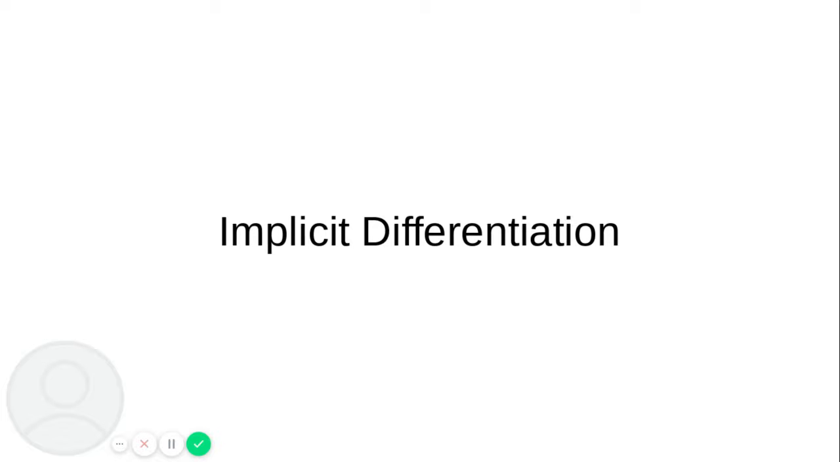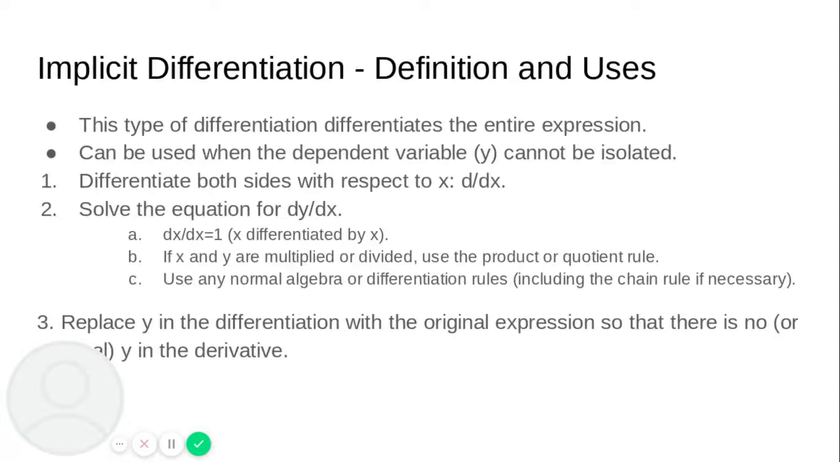Okay, so today we're going to talk about implicit differentiation. Implicit differentiation is basically a type of differentiation that differentiates the entire expression, so it's especially useful. It is used in a variety of circumstances, but it's mostly used when the dependent variable y cannot be isolated.